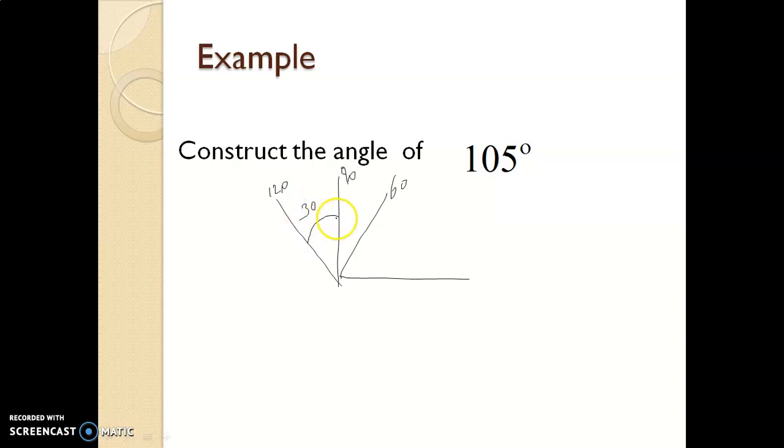So if you bisect this 30 degree, we'll get here 15 degree and here 15 degree. Okay, so up to here is 90 degree from the bottom line, and one more 15 degree here is nothing but 105 degree, right? So that is the procedure for constructing 105 degree. Okay, let us see the solution video now.